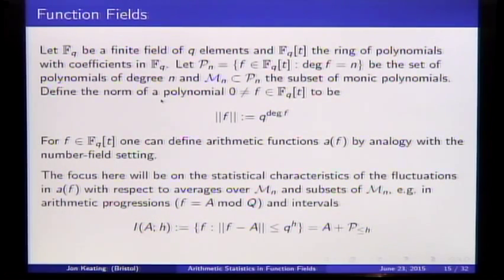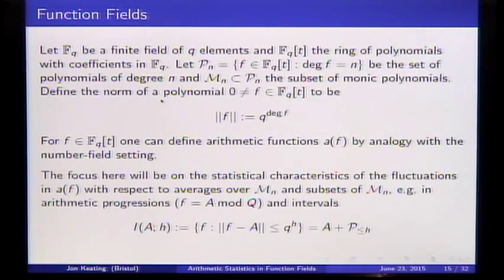The idea is that one has a finite field of q elements, and we consider the ring of polynomials with coefficients in F_q. And we denote, just a bit of notation, P_n is the set of those polynomials of degree n, and M_n is the subset of those polynomials that are monic. And we'll denote the norm of a polynomial by q, which is related to the size of the base field, to the power of the degree of that polynomial.